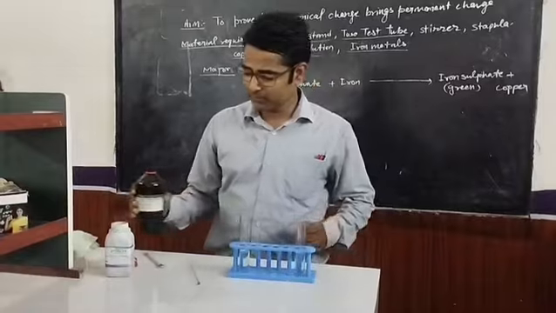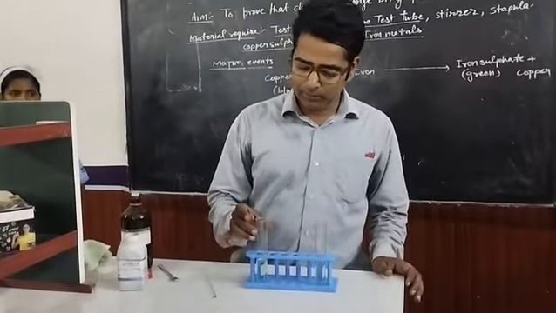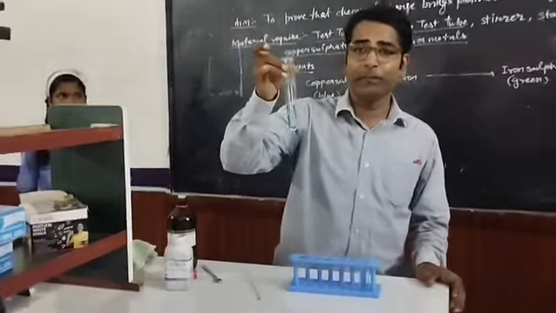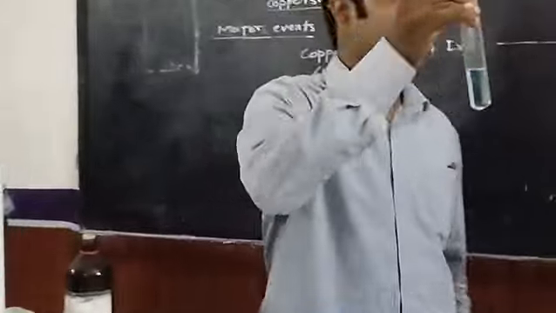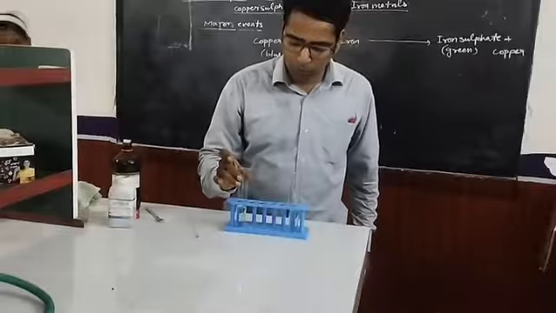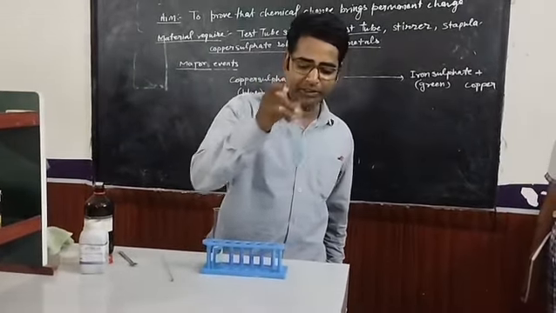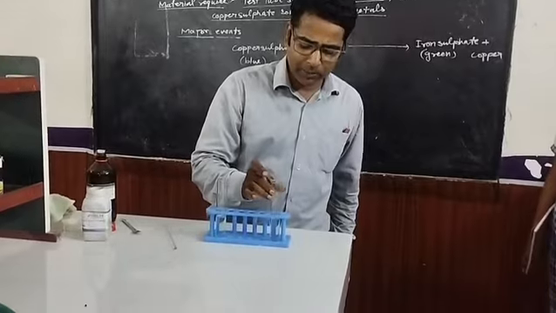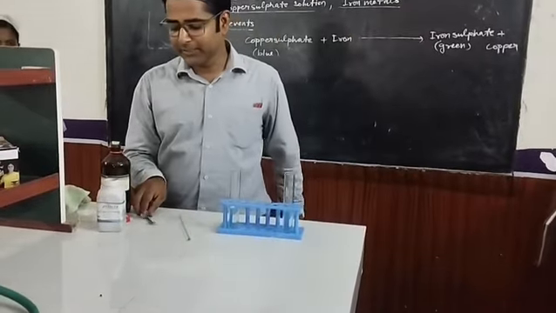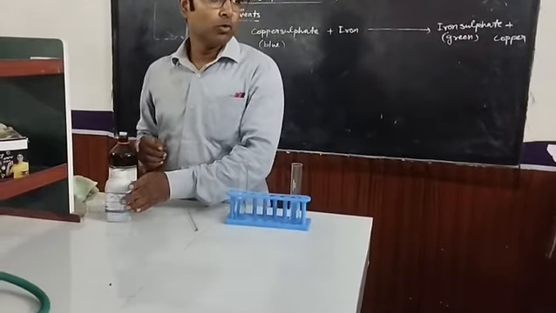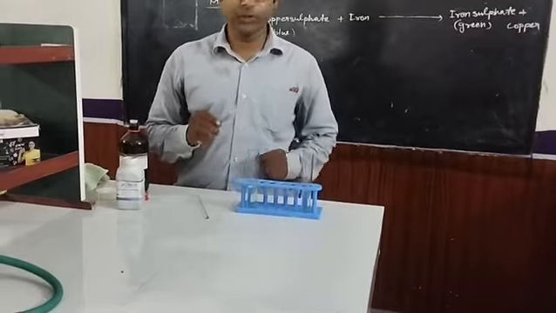Now you all can observe the color of the copper sulfate solution. What color do you observe here, beta? Blue color. Great. So in both test tubes I have taken copper sulfate solution, and this is bluish in color. Now our next step is to mix the iron nails into one of the test tubes to observe the change.